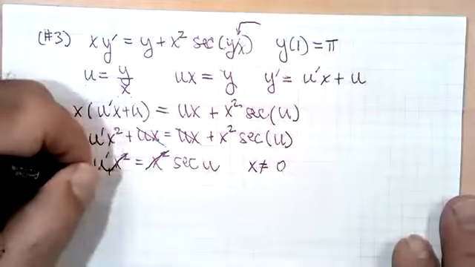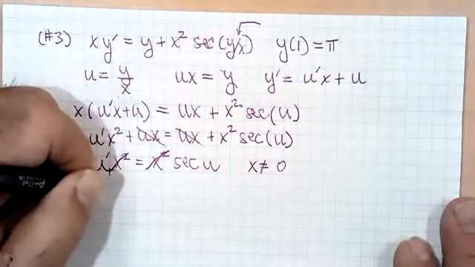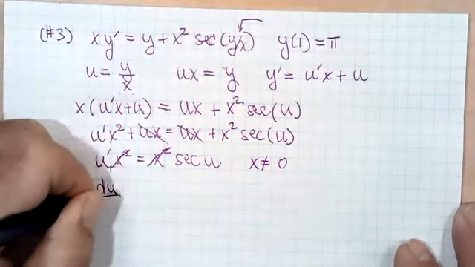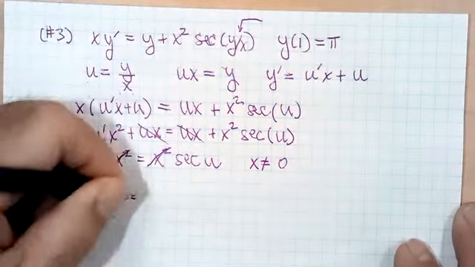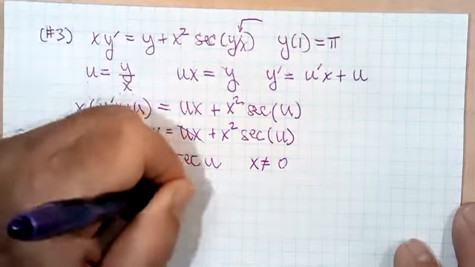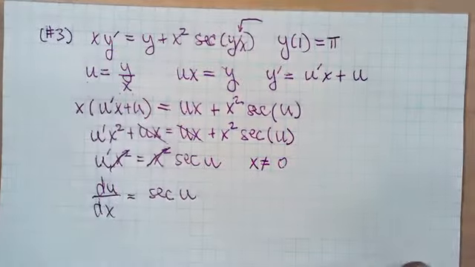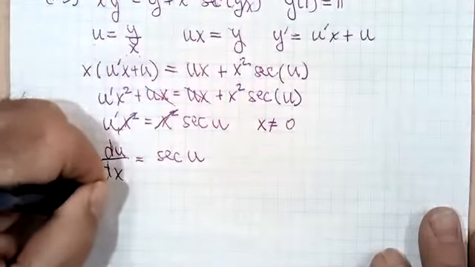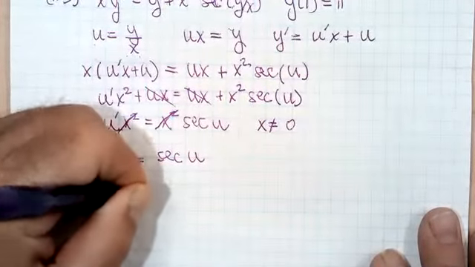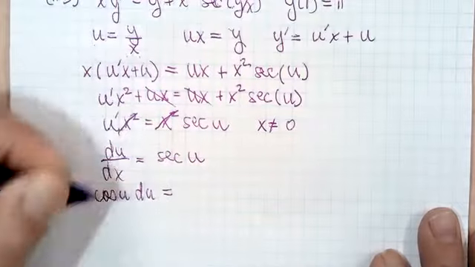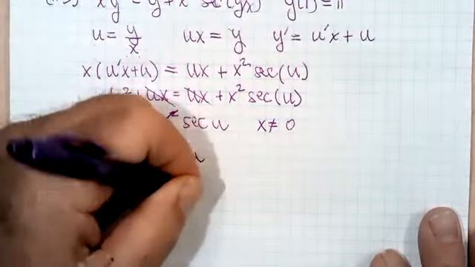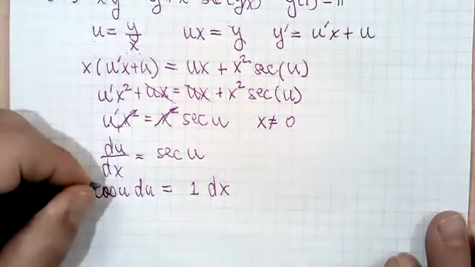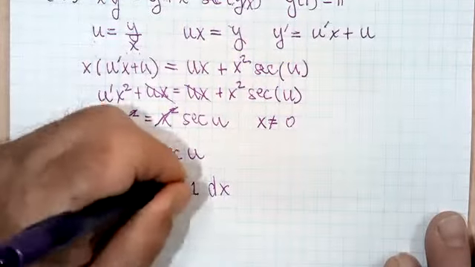Okay, now in this case, this is pretty good. u prime is du dx equals the secant of u. Well, the reciprocal of secant, of course, is cosine. So if I multiply both sides by cosine, I've got cosine of u du is equal to 1 dx. And then I am going to find the antiderivative of both sides.